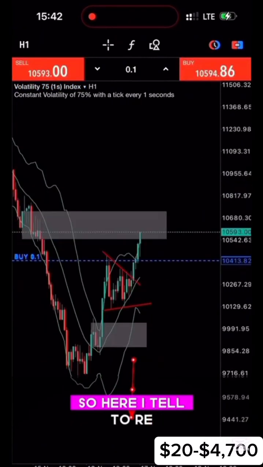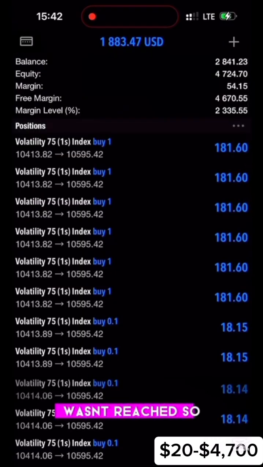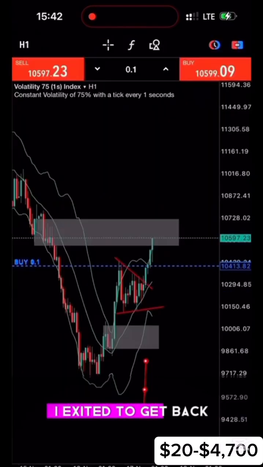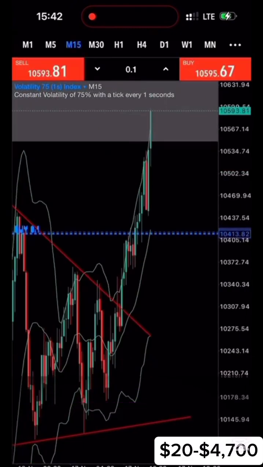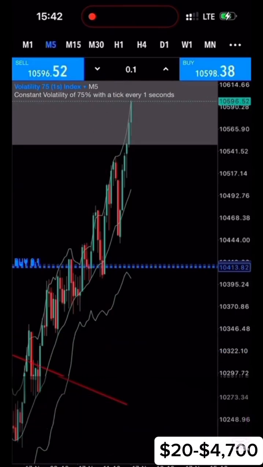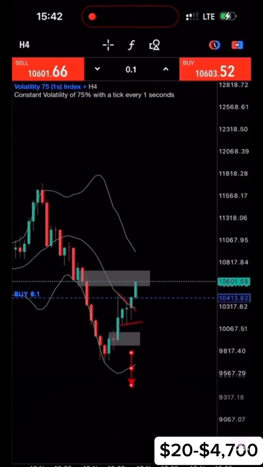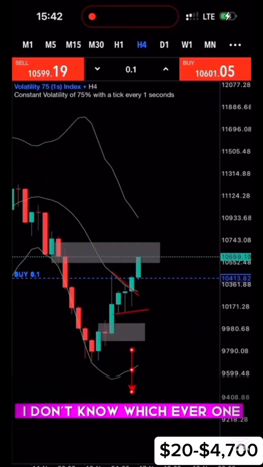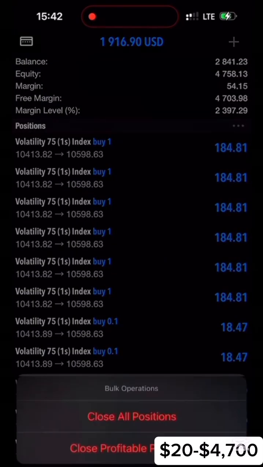Here I decided to re-enter because the profit level wasn't reached, so I exited to get back in with a bigger lot so that I can get as much profit as possible from this trade. I usually use the top-down analysis or the down-up. They all work. You need to check the trade from all angles and all sides.